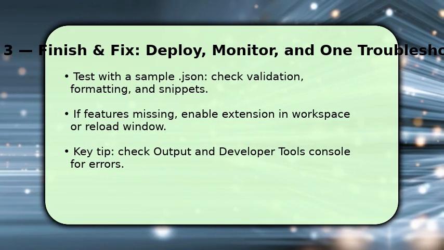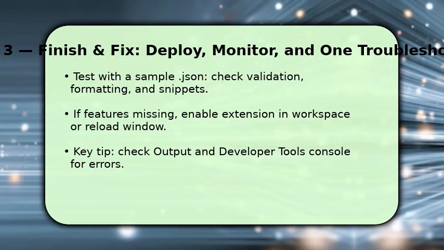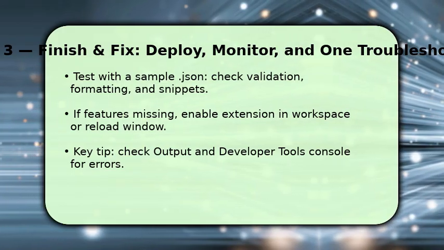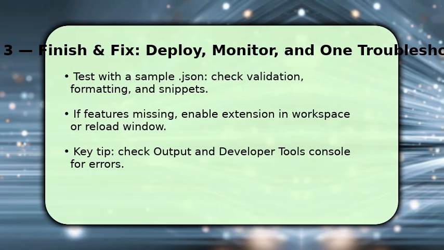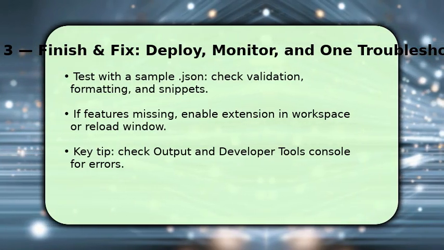If problems persist, open Output and the Developer Tools console to find error messages. They often show missing schema URLs or permission issues. Finally, update the extension or reinstall, and report reproducible errors to the publisher if the issue remains.